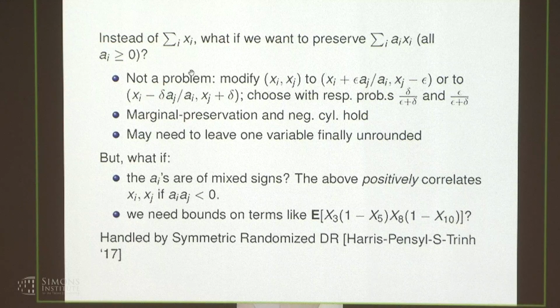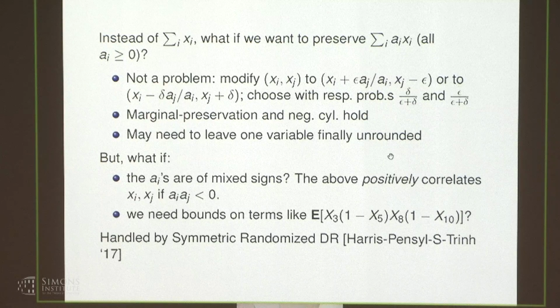Okay, so again, please look at the first line. You want to preserve the sum over all i of a_i x_i, but now the a_i could be of mixed signs. And furthermore, you're interested in expected values like the one towards the bottom of the slide, where you have x_3 and x_8, but also 1 minus x_5 and 1 minus x_2, right? So what do you do in such cases?